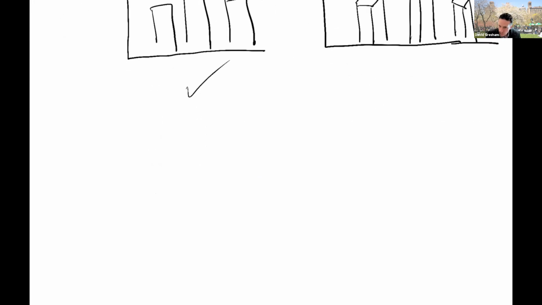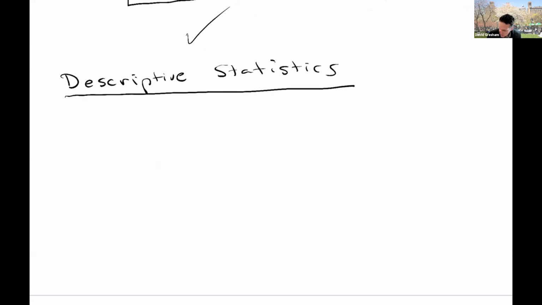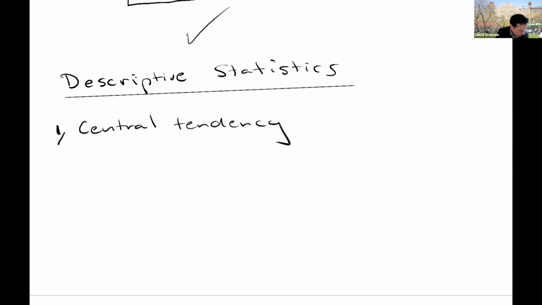All right, so moving on now from visualization, now I want to talk about descriptive statistics, how we can describe the data. Okay, and the first class of descriptive statistics I want to talk about are the central tendency of the data. So there are three ways that we typically do this. They all begin with the letter M.